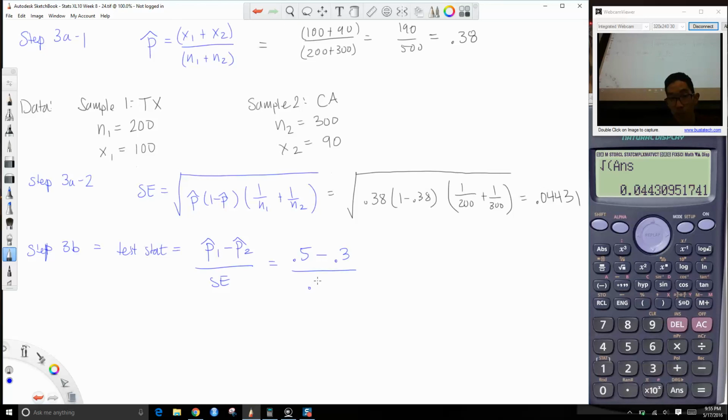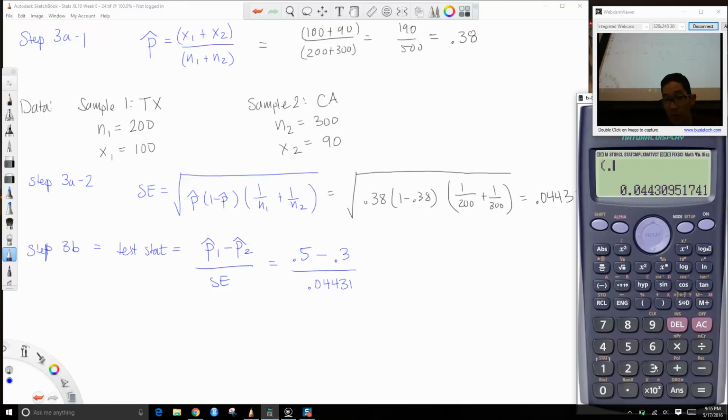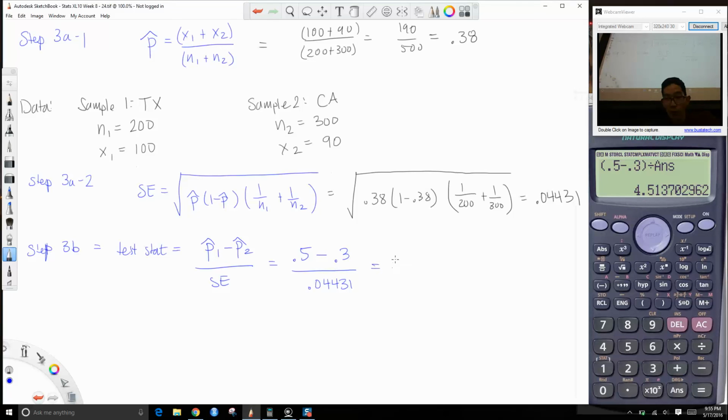And we're going to divide by our standard error of 0.004431. Okay, so I'm going to put in 0.5 minus 0.3. And actually, because this is already in there, I'm going to just hit divide by the answer key on my calculator. Okay, so now I am 4.51 standard deviations away from the mean. This is my test statistic. Okay. Proof that it's not right. Okay, well, it's evidence. Yeah, we don't want to use the word proof.